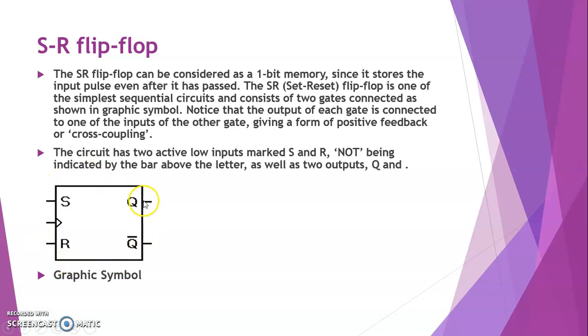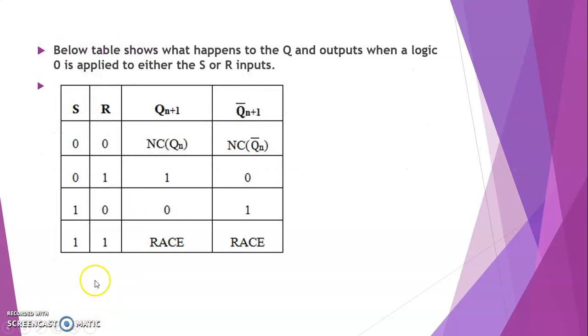This is the graphical symbol for the SR flip-flop. We can see that there are two inputs and two outputs. This is the graphical symbol. So the table below shows what happens to the Q and Q bar outputs when a logic 0 is applied to either the S or R input.